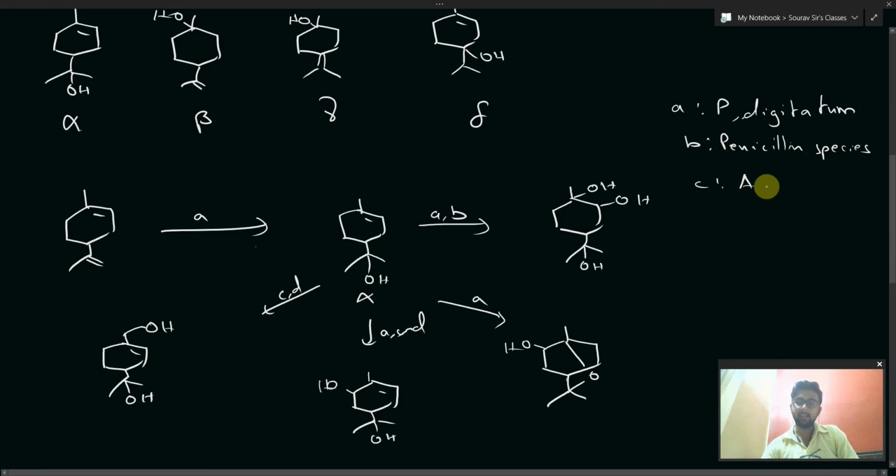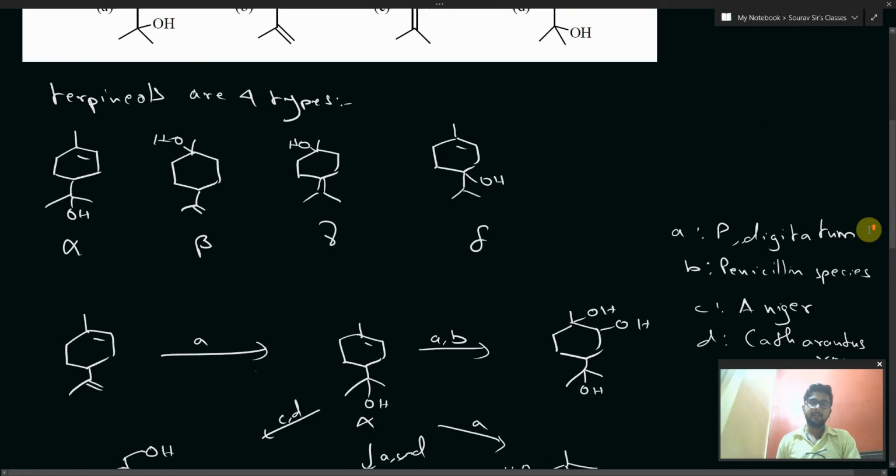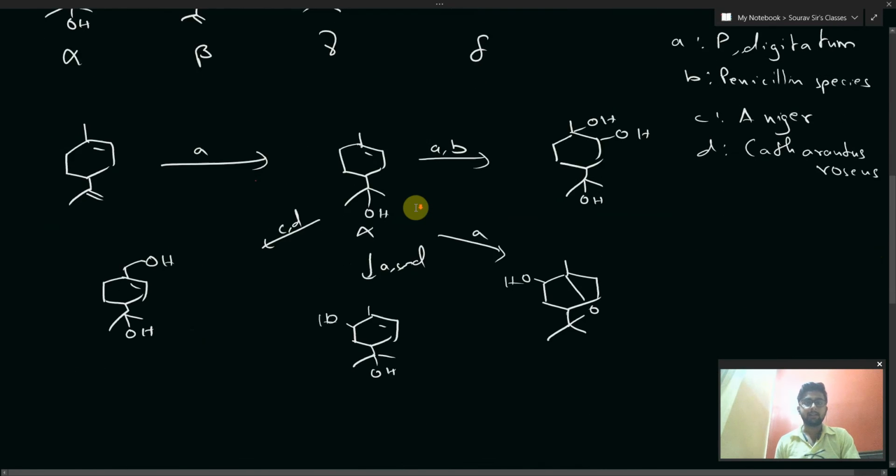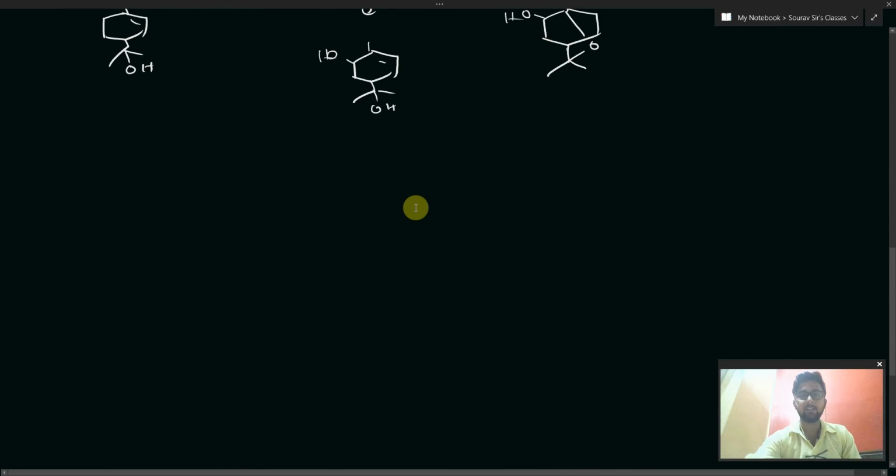C is A. niger, and D is Catharanthus roseus. Okay, so basically these are four different types of species which make terpenes, and its derivatives undergo these kinds of reactions. So as I have told you, option A would be the correct answer.